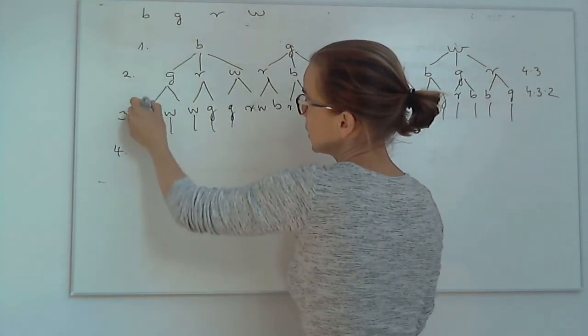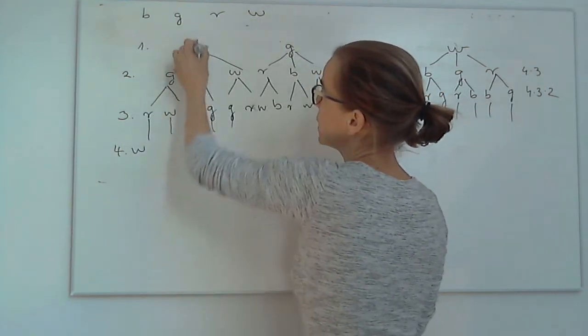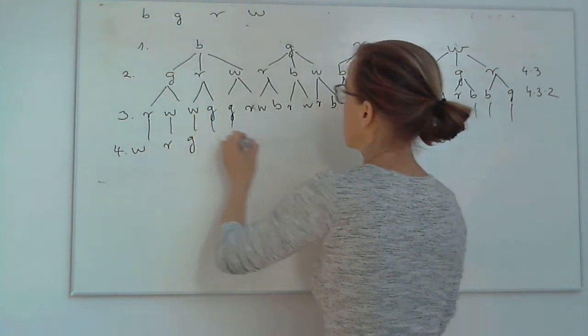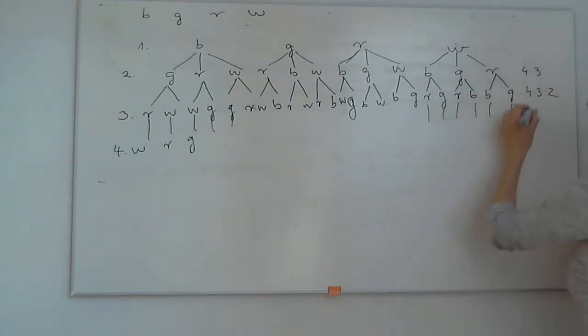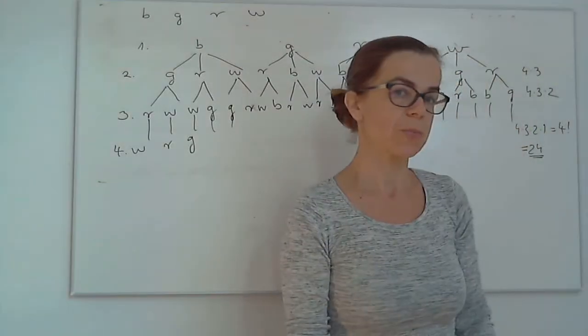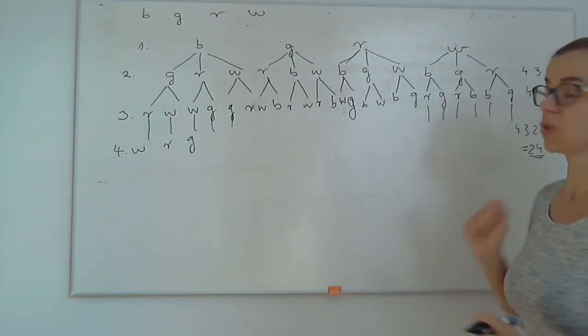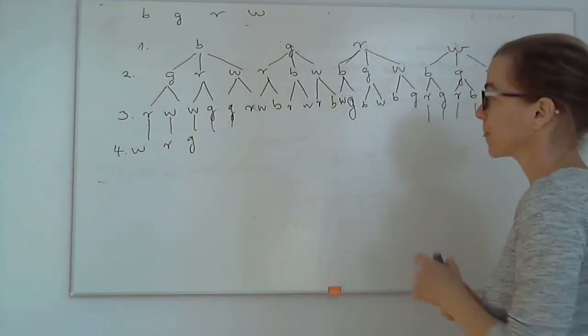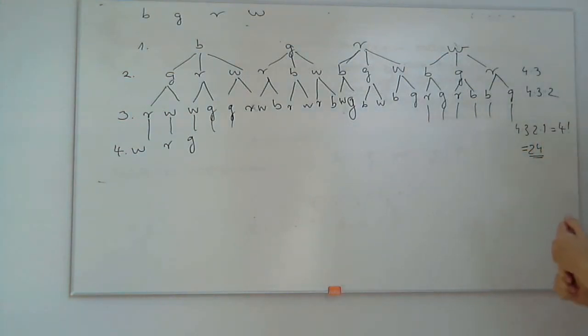blue, green, red, and then here you have to pick white, here you have to pick the red, here you have to pick the green, and so on and so forth. So your final result is going to be, again, 4 factorial, which is 24. If it's not an extremely huge number, then please don't forget to calculate your final result at the end. Okay, so far so good.